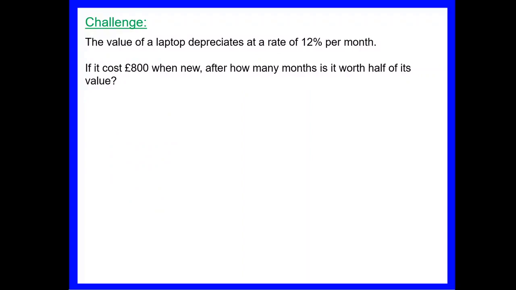Okay, finally then, a challenge. The value of a laptop depreciates at a rate of 12% per month. If it cost £800 when new, after how many months is it going to be worth half of its value? So pause the video there, see if you can work out how you would find out how many months it's going to take for it to be worth half of its value.